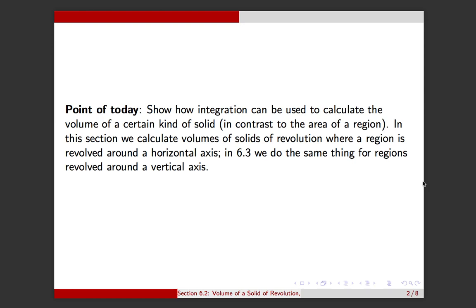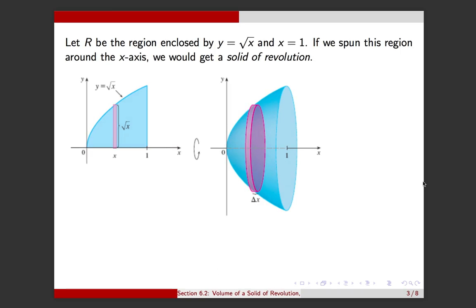So the point of today is to show how integration can be used to calculate the volume of a certain kind of solid, called a solid of revolution, and this is in contrast to calculating the area of a region. In this section, we get solids of revolution by revolving around a horizontal axis, and then we finish up the course in 6.3 by revolving around vertical axes. So let's start by just thinking about what a solid of revolution is.